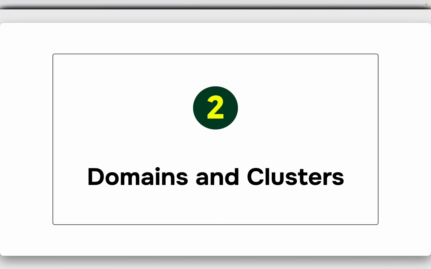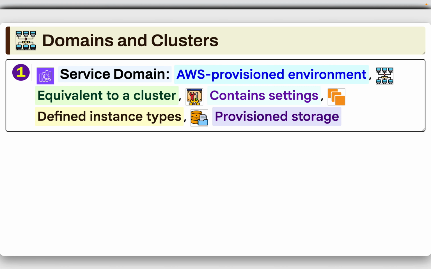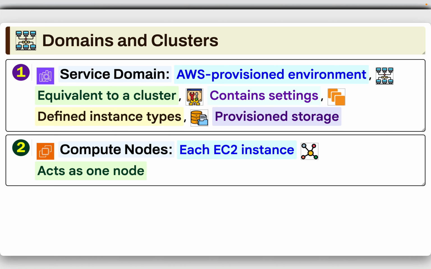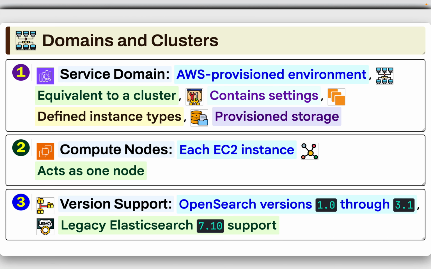Second topic, domains and clusters. A service domain is an AWS provisioned environment. It is equivalent to a cluster and contains settings, defined instance types, and provisioned storage. Compute nodes are the EC2 instances in your cluster. Each EC2 instance acts as one node in the cluster. Version support includes OpenSearch versions 1.0 through 3.1. It also supports legacy Elasticsearch 7.10 for backward compatibility.